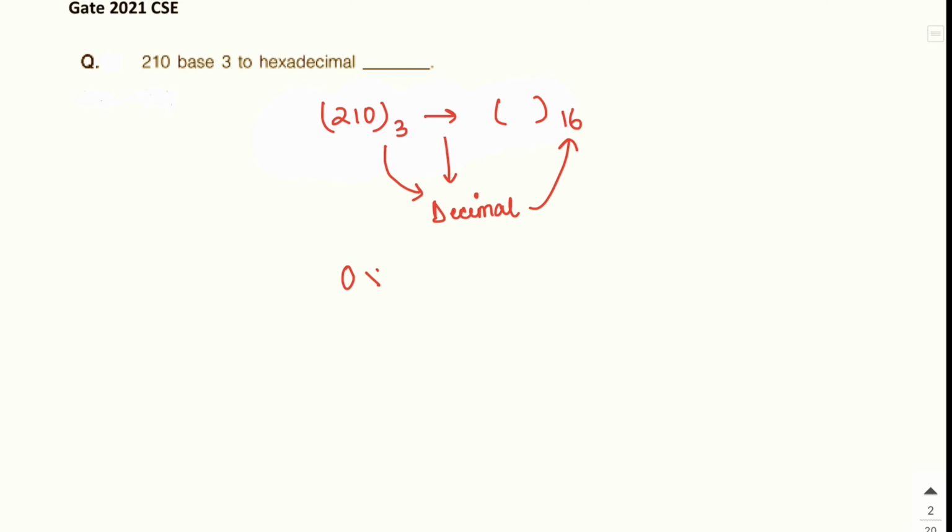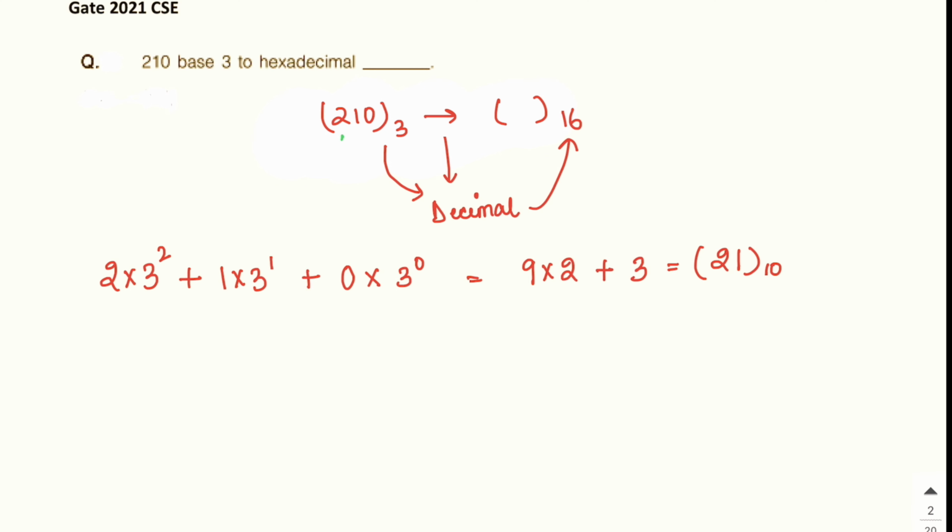So for this number, we have 0 into 3 to the power 0 plus 1 into 3 to the power 1 plus 2 into 3 to the power 2. So when you evaluate this, this is 9 into 2 plus 3. That comes out to be 21. So this number, that is 210 in base 3, would be represented as 21 in decimal.